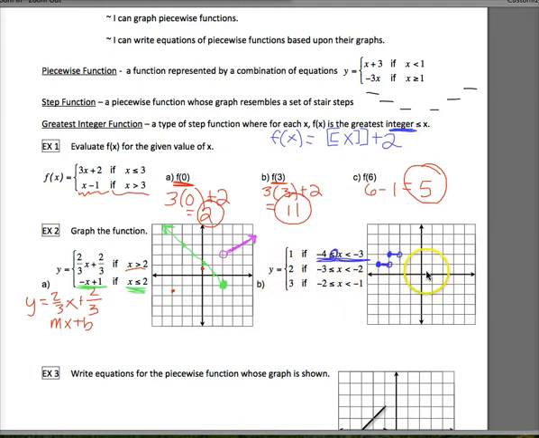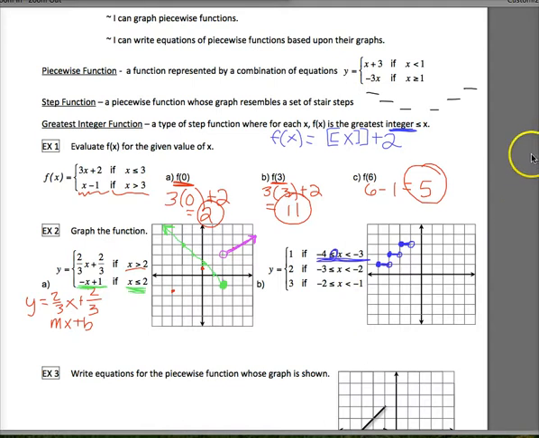Finally, y equals 3, so I go up to where y is 3, between -2, that's a closed circle, and -1 is my open circle. So pay attention to which kind of circles you have. That's really important. It makes a difference. Notice that is a step function. It's like little stair steps going up.